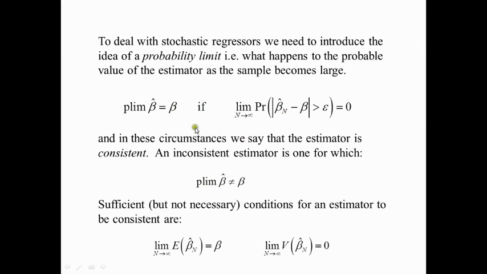So if the plim of beta hat equals beta, we say that the estimator is consistent, and if the plim of beta hat is not equal to beta, then we say that the estimator is inconsistent. And sufficient but not necessary conditions for an estimator to be consistent are, first of all, that the limit of its expectation should equal the true value as the sample size gets large, and secondly, the limit of the variance of the estimator should be equal to 0 as the sample size gets large. And I need to stress these are sufficient but not necessary conditions.